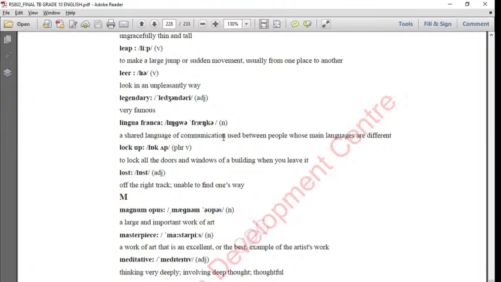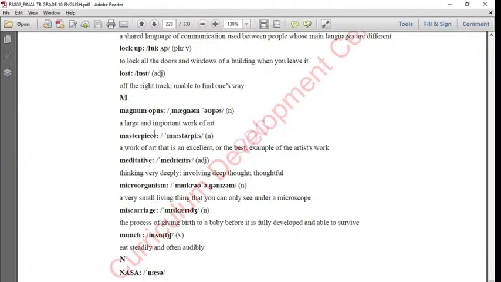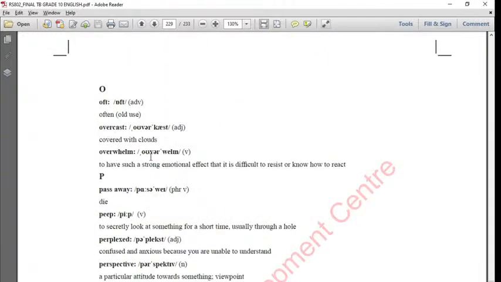Then we have magnum opus, a large and important work of art. Magnum opus, Italian word, masterpiece. Meditative, microorganism. Miscarriage, the process of giving birth to a baby before it is fully developed and able to survive. Munch, NASA, necessary, negligence. And then we have offend, volutes. Overcast, covered with clouds. Overwhelmed, to have such a strong emotional effect that it is difficult to resist or know how to react. Pass away, die, peep.